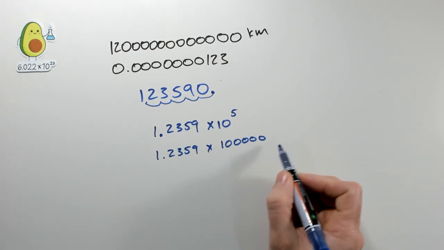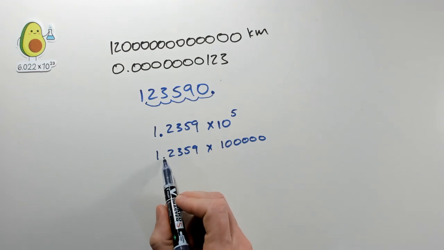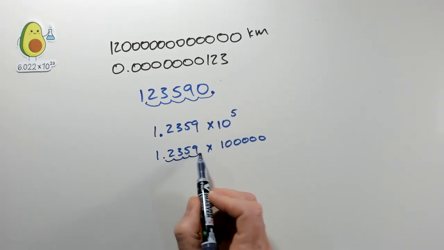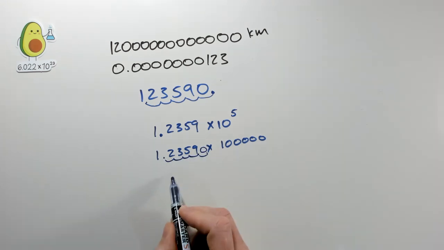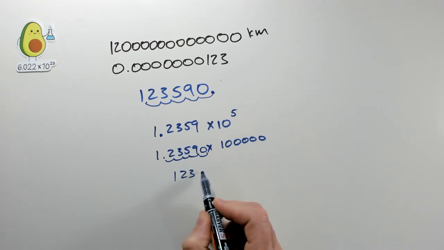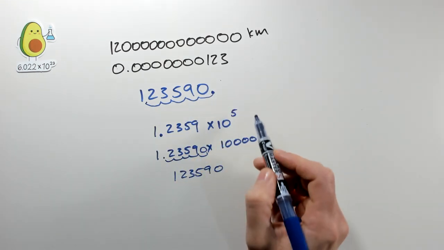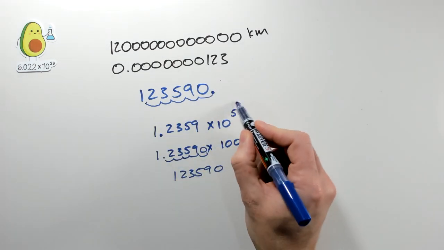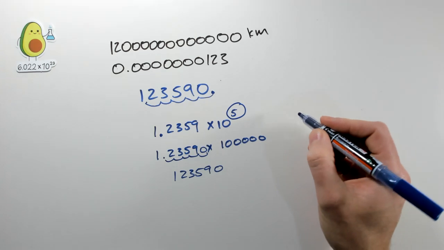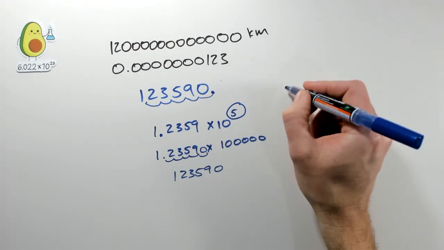If I multiply this out, you'll see that the decimal is going to move 1, 2, 3, 4, 5 times, and then I'll end up with this number, 123,590. You can see this is a big number because this is a positive indice, or a positive index.